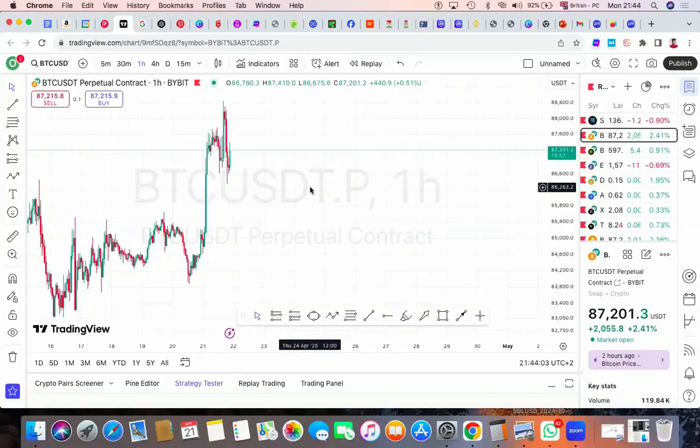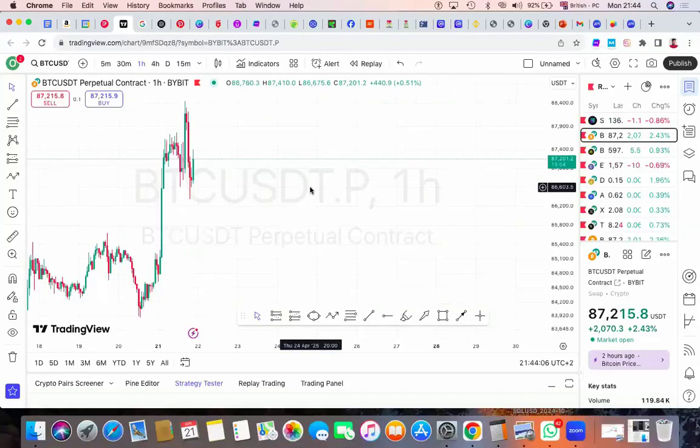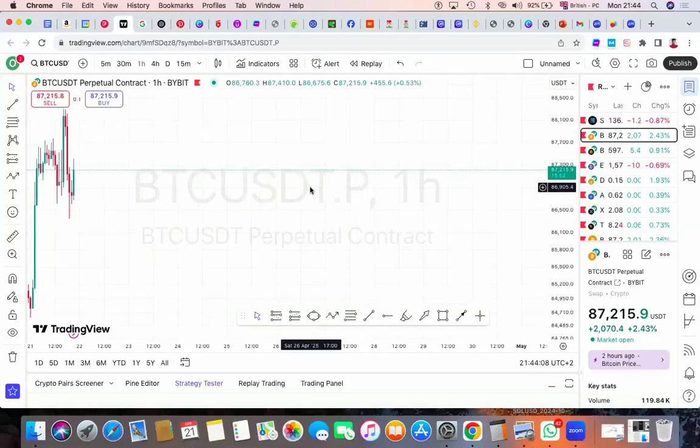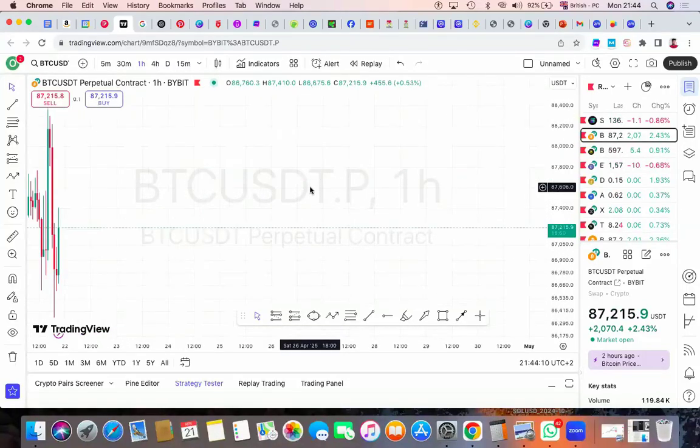So this is the BTC chart. Here today we'll be talking about how you can draw your market structure, what we mean by it, and how you can spot opportunity, basically training your eyes to market structure.